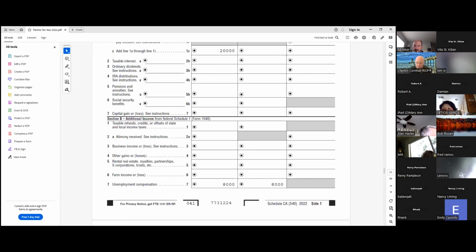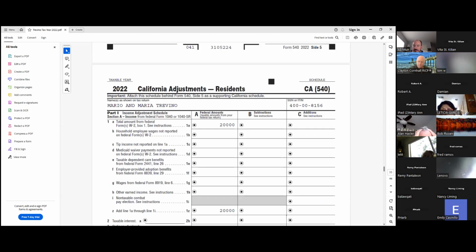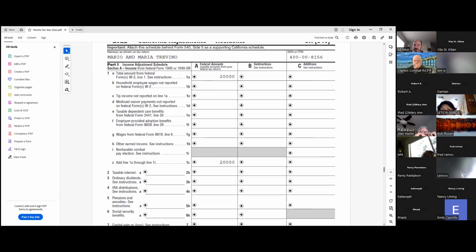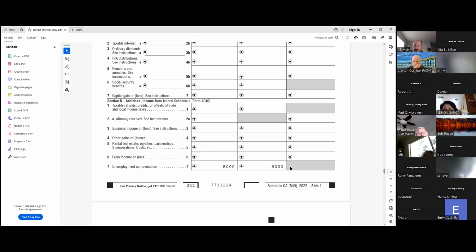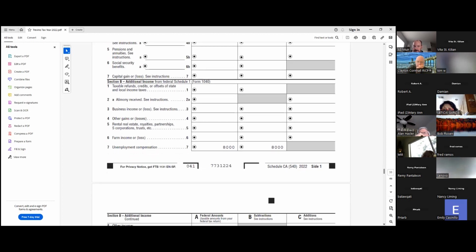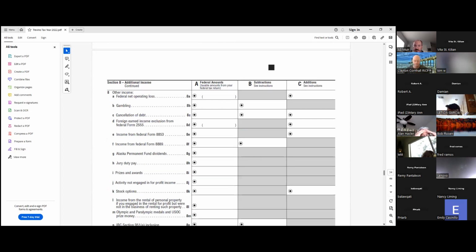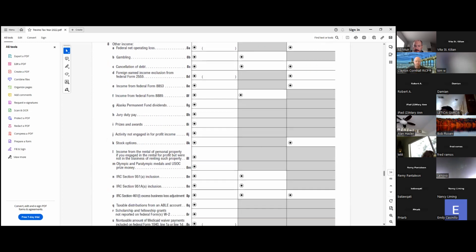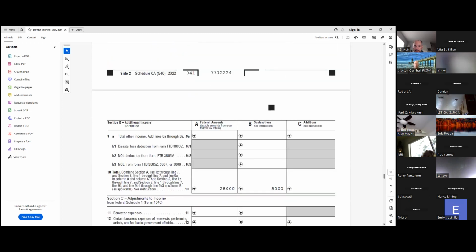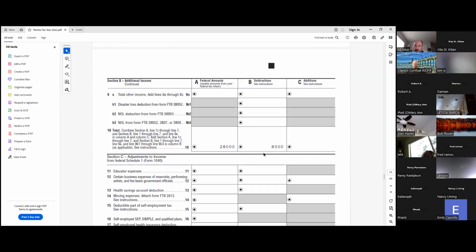Here you have the, and I'll show you here. Let me go up a little bit. This is column B as in Bravo, and these are subtractions, and that subtraction is for unemployment compensation. This is more of the same, if you will. These are additions to income. Typically, you don't see that in the VITA program. And then the total amount of subtractions were $8,000, which we've talked about.